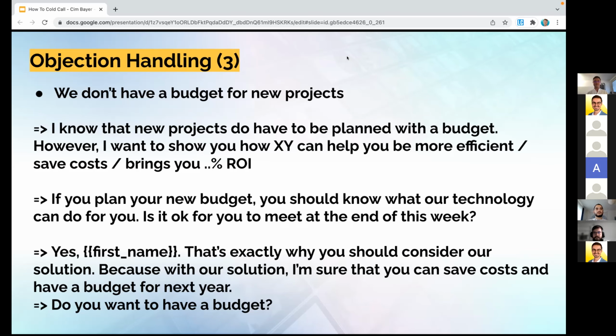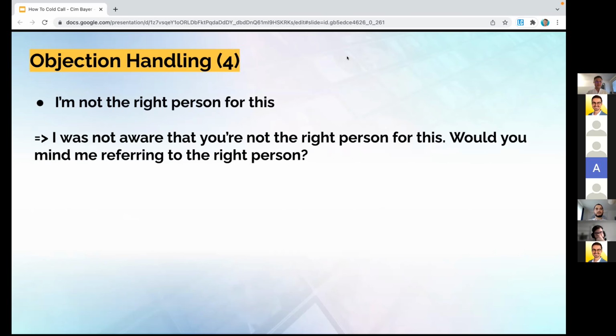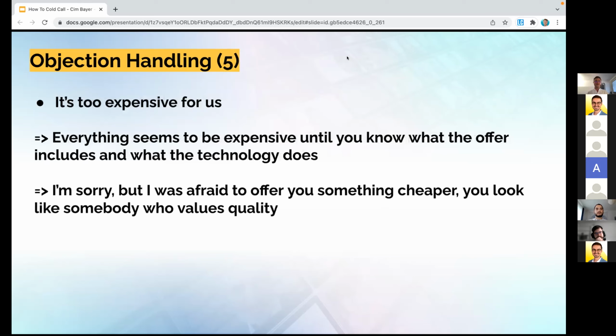Yeah, sounds good. I think one of the next objections is also, that's too expensive for me. So it's more on this pricing topic as well. So let's see if I have it somewhere here. Yeah: it's too expensive for us. I sometimes hear that, and then you can say, I'm sorry, I was afraid to offer you something cheaper. You look like somebody who values quality.